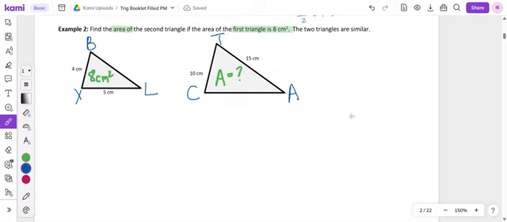Okay. So first thing we're going to do is say, since the triangles are similar, now I'm going to write BXL is similar to, and I want you to write the CTA or CAT or TAC in the correct order. Make sure they're with the corresponding angles.